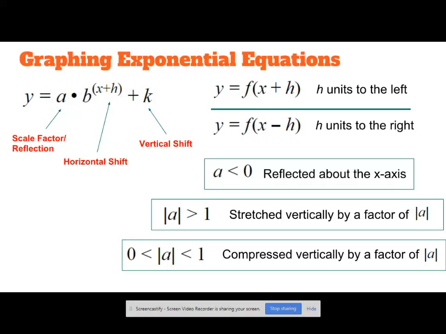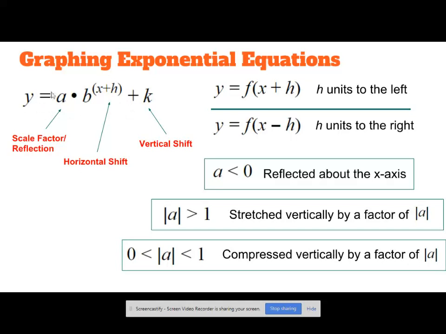So go ahead, pause it, write this down, and then I'll go through it. I'm assuming you paused it. It's very, very similar to the vertex form of graphing a quadratic. It looks practically identical, but I'll go through it again.